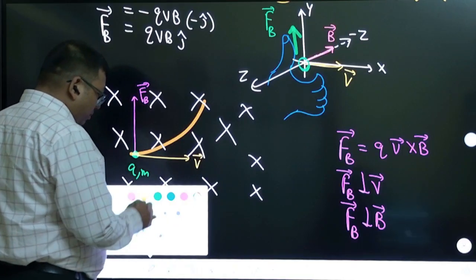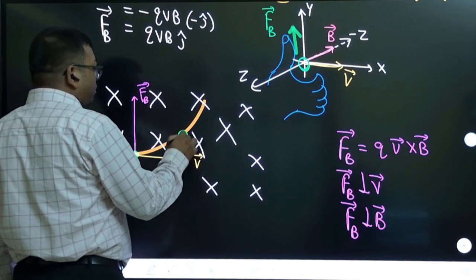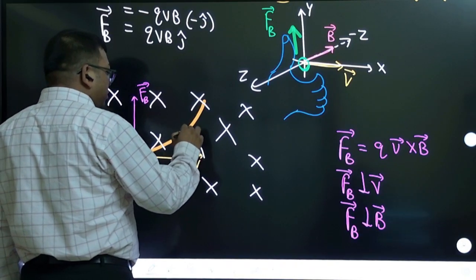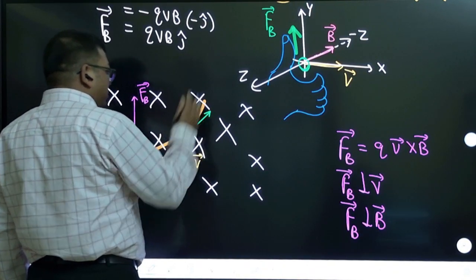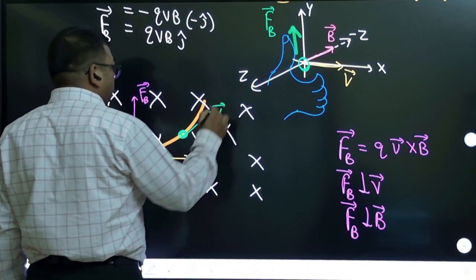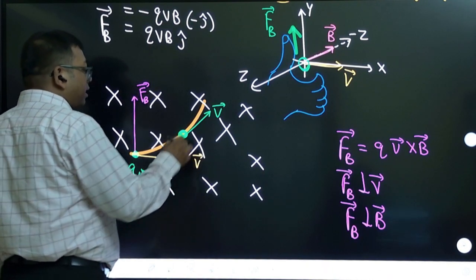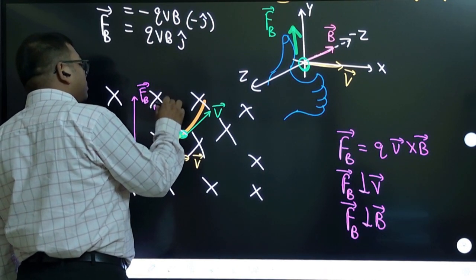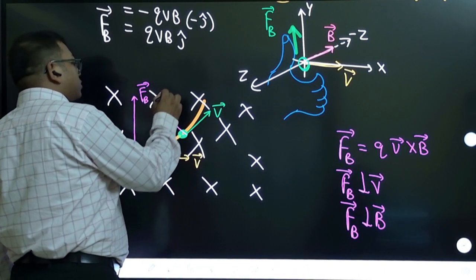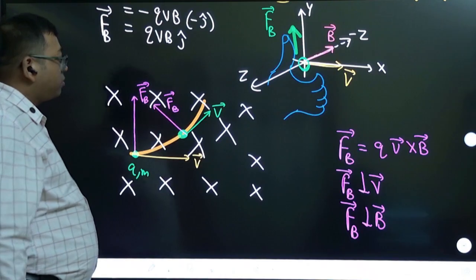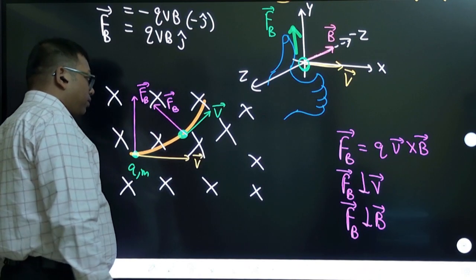Now let us say a charged particle comes here. So velocity is always in the direction of path, in the direction of motion. This is now the velocity. Note that again the magnetic force which is going to act has to be perpendicular like this. So magnetic force is going to be always perpendicular to velocity and magnetic field.